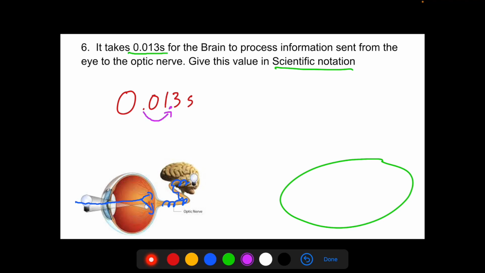So how many times are we going to have to move it? We're going to have to go 1, 2. Easy peasy. 1.3, we moved it 2 places. 1.3 times 10 to the second power seconds. And because it is a very, very, very small number, we're going to make sure we have that negative. So our number is 1.3 times 10 to the negative 2. That's 13 thousandths. I'm sorry, said that number wrong.